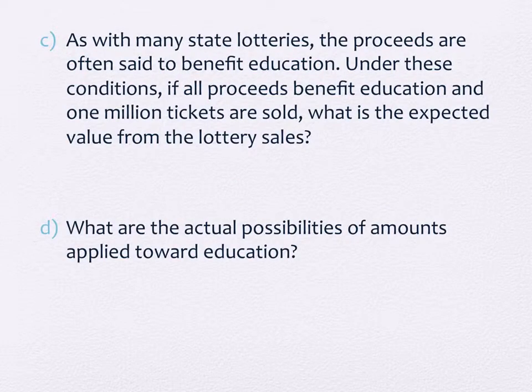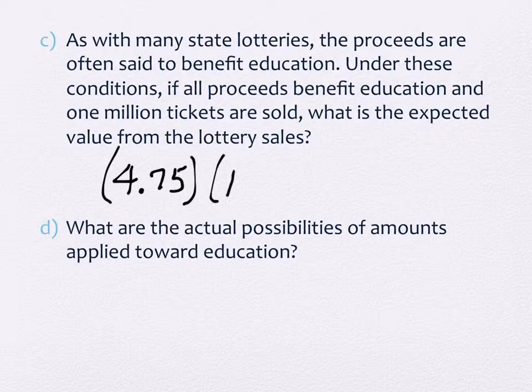All right, part C. As with many state lotteries, the proceeds are often said to benefit education. Under these conditions, if all proceeds benefit education and 1 million tickets are sold, what is the expected value from the lottery sales? So the consumer loses 475, which means that education gains it, right? Then you multiply by 1 million. Very good, Lauren. So we're going to take that 475. It's not negative now because we're doing it from the perspective of the person who received it, right? And we're going to multiply that, like Lauren said, by 1 million.